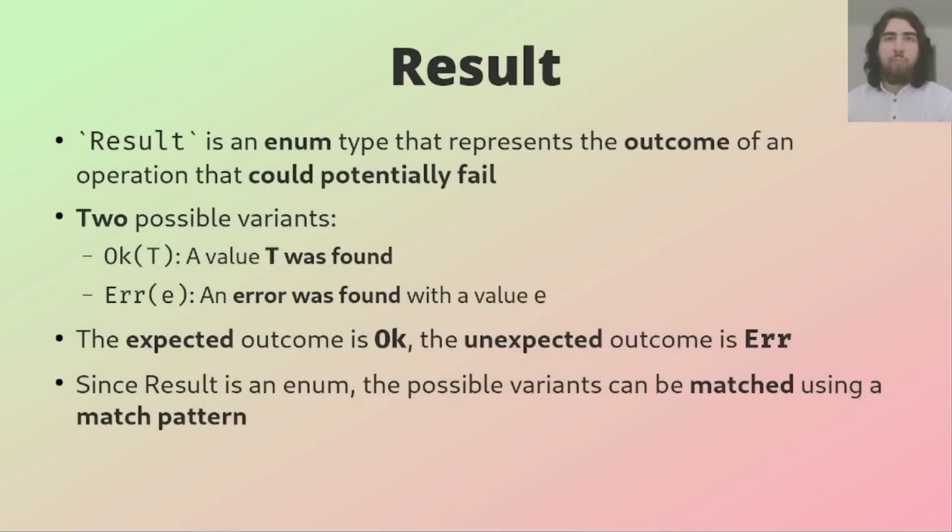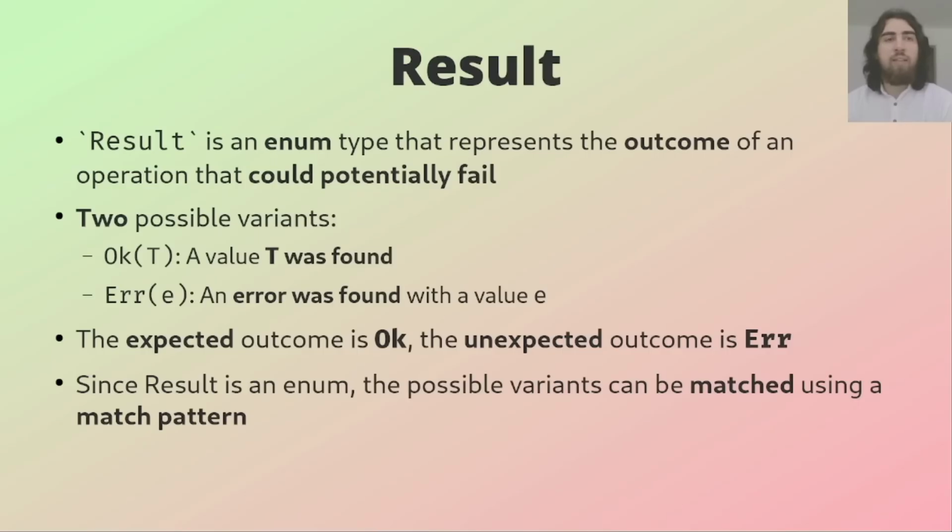So we have seen the Option type, and the Option type stands for a value that could potentially be absent. So let's now look at the Result type. Result is an enum type that represents the outcome of an operation that could potentially fail. It has two possible variants: Ok, a value T was found, and Err, an error was found with a value E. And as you can see, the variants hold the specific information. The expected outcome is Ok, the unexpected outcome is Err.